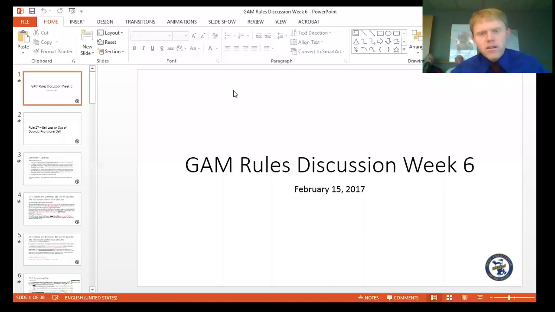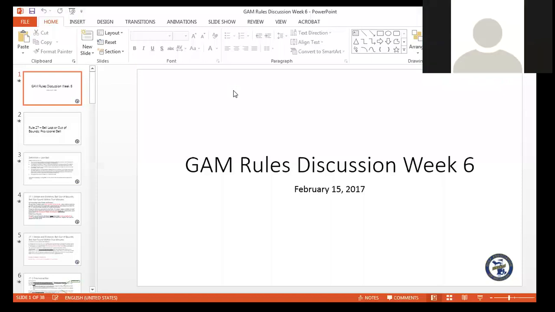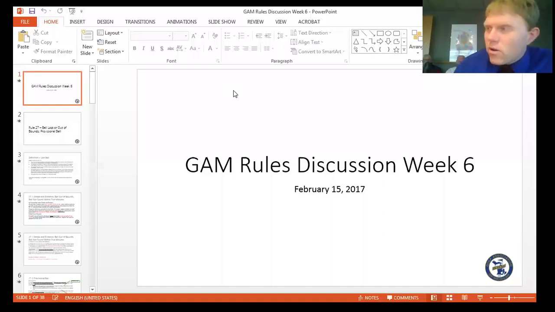So now we're going to talk about Rule 27: lost ball, out of bounds, or provisional ball. Can you guys still see the screen? I can see it. Yes, I see the screen. Okay. Just holler if it goes away for whatever reason.